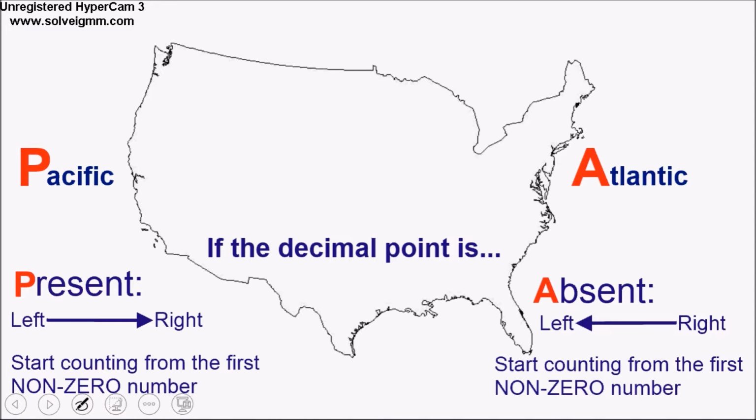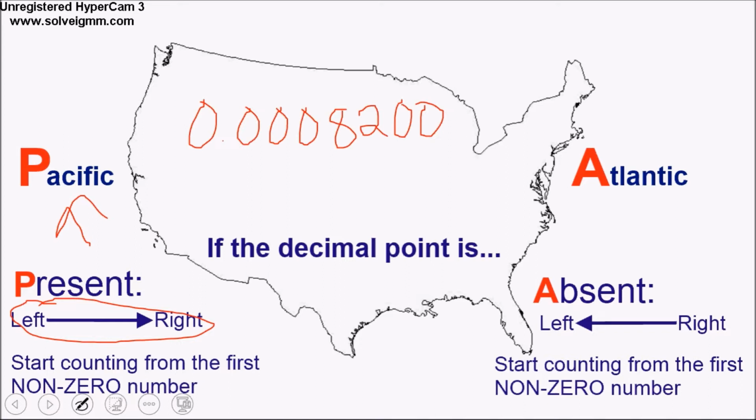If a decimal point is present, and notice the word present starts with P, you start from the Pacific side. This means you're going to scan the number from left to right. You won't start counting your significant digits until you reach the first non-zero number. For example, if you wanted to determine how many significant digits were in this number, you could use the Atlantic-Pacific method and it would be a cinch.